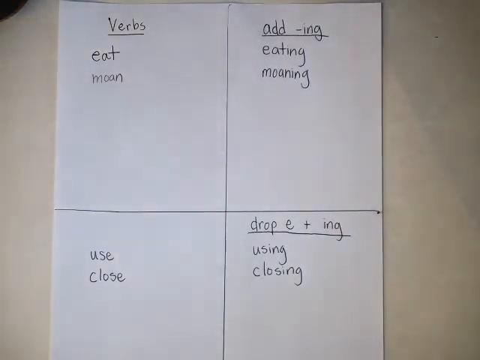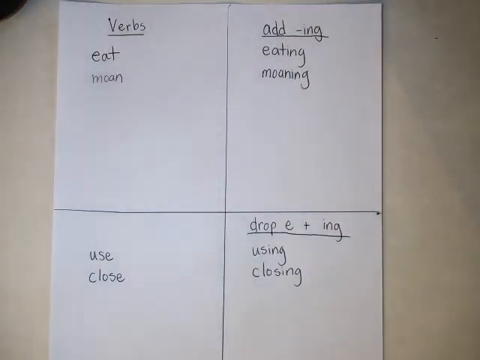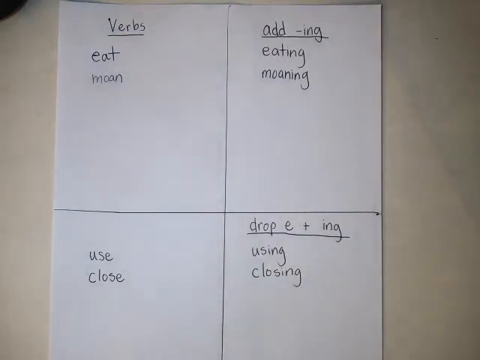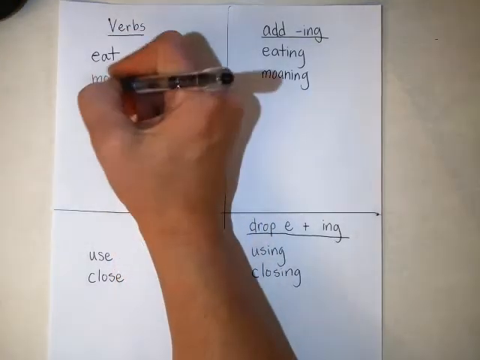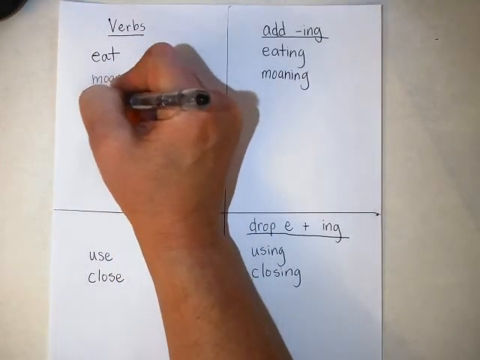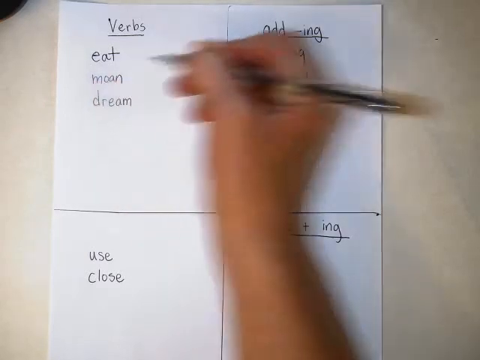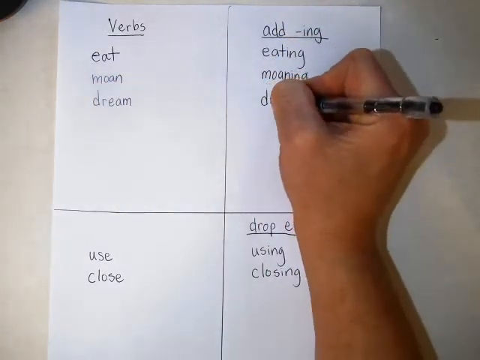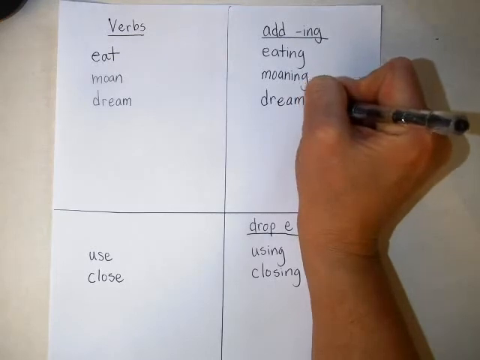Moan and moaning. Your next word is dream and dreaming. I had a bad dream last night. And what are you dreaming about right now? Dream and dreaming. Hopefully it's about spelling. Okay, dream does not have an e on the end of it. So we're going to put it right here. And dreaming's going to go over here.